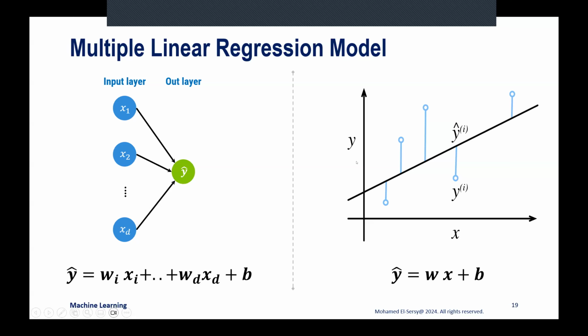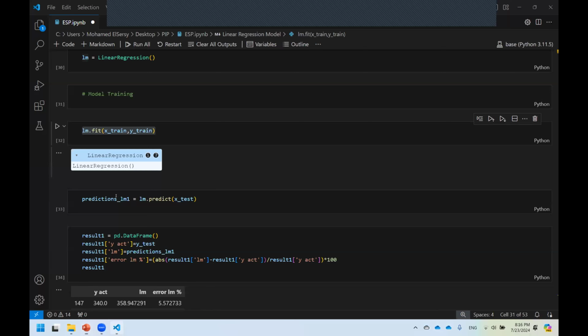So the linear regression model consists of the equation y equals wx plus b, where w is the slope and b is the intersection with the y-axis. On the right hand side, this is a single linear regression. On the left hand side, this is a multiple linear regression. We give the model our X train data set and the y, and the model trains itself to get the weights. So this is what the fit function does. The fit function trains the model with X train and Y train to get the weights of the model and the bias. So let's run it.